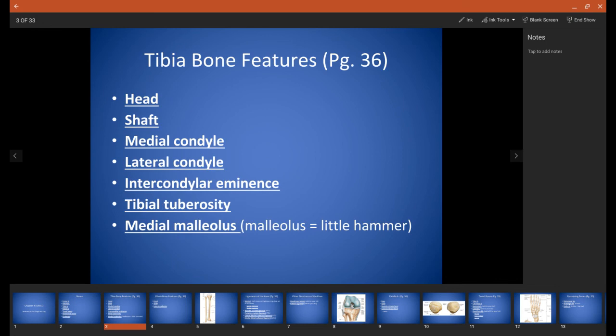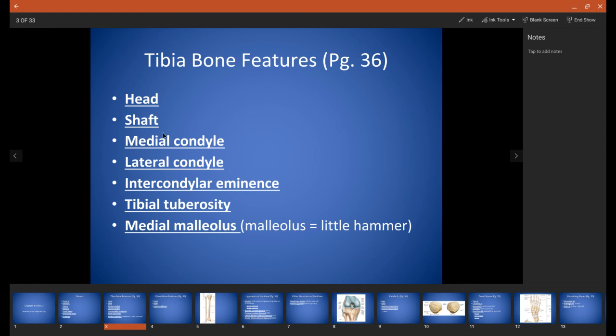So working on the tibia first, we're going to go over the tibia and the fibula, and we'll look at a picture of them together. First off, the tibia, the head, is going to be the superiormost portion. It will have 2 parts to it. It'll have a lateral and medial condyle of the tibia bone.